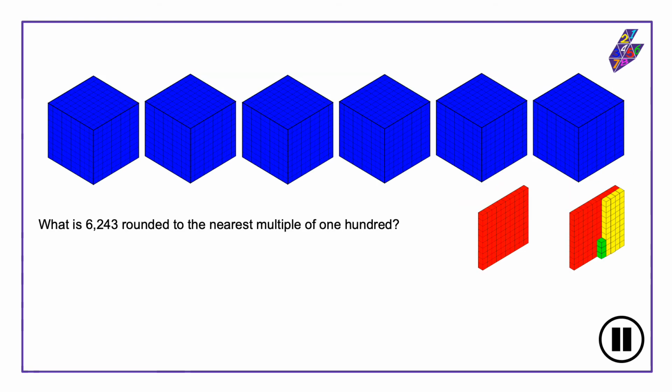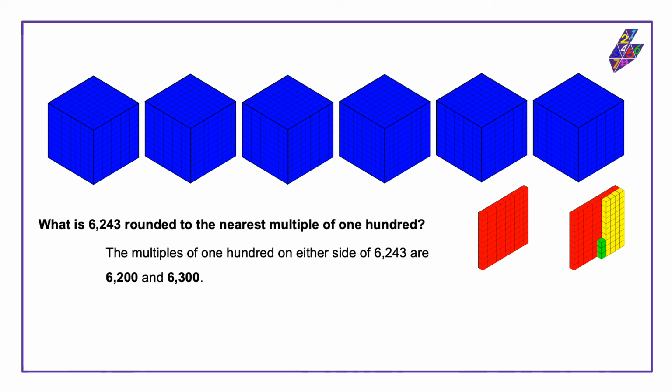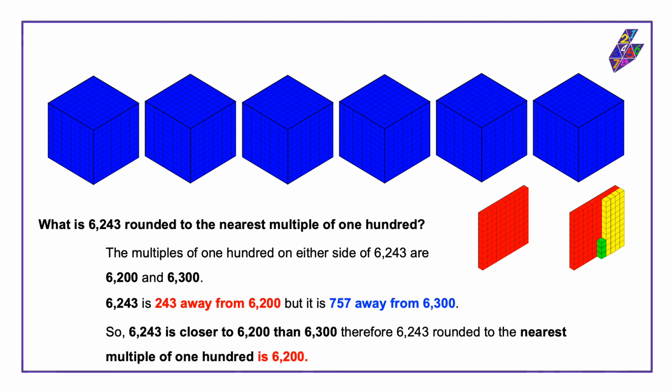What is 6,243 rounded to the nearest multiple of 100? The multiples of 100 on either side of 6,243 are 6,200 and 6,300. 6,243 is 243 away from 6,200, but it is 757 away from 6,300. So 6,243 is closer to 6,200 than 6,300. Therefore 6,243 rounded to the nearest multiple of 100 is 6,200.